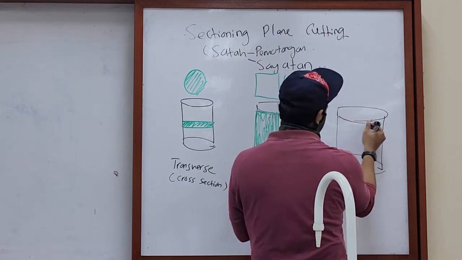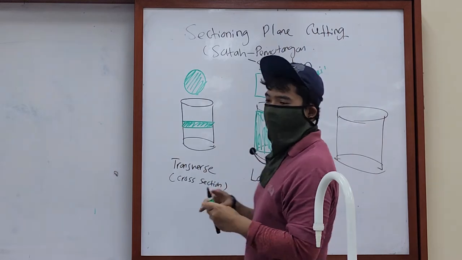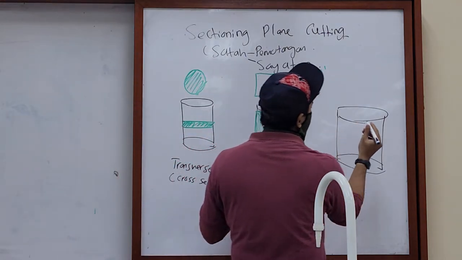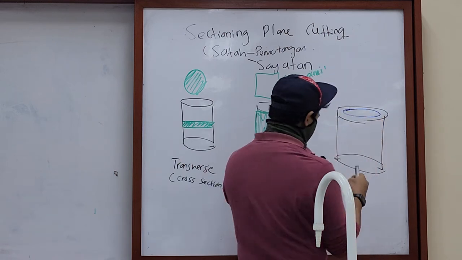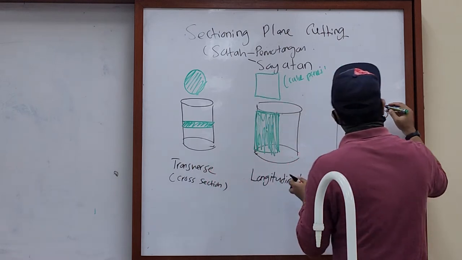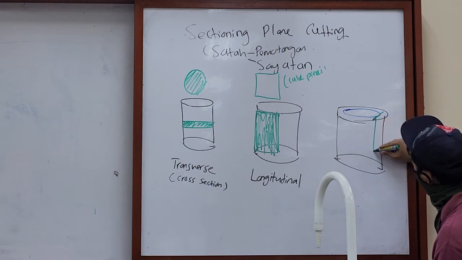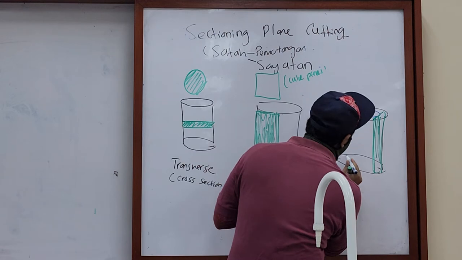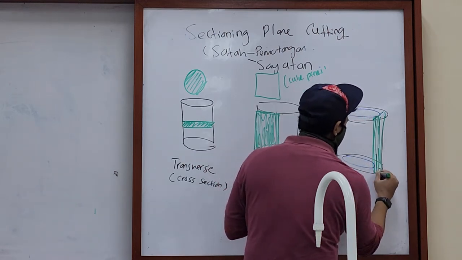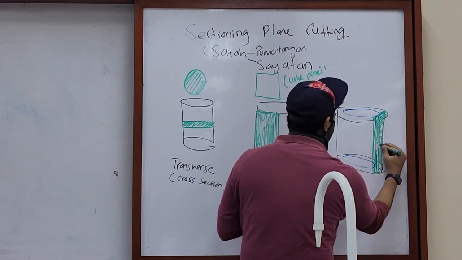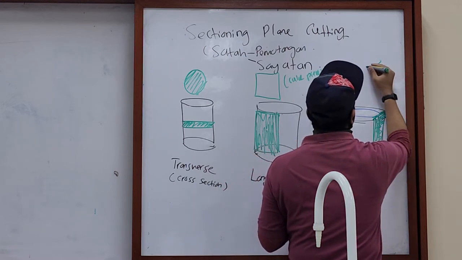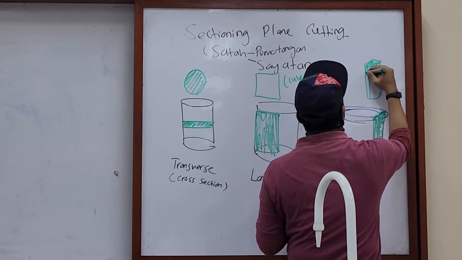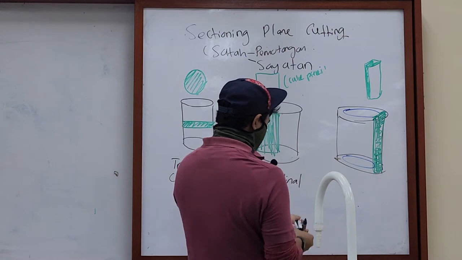And then there is another one. Okay, this one is a bit difficult. Can I have another marker? Blue. So if you have like a xylem or phloem here, you only have this section only. Okay, and then this is called tangential.